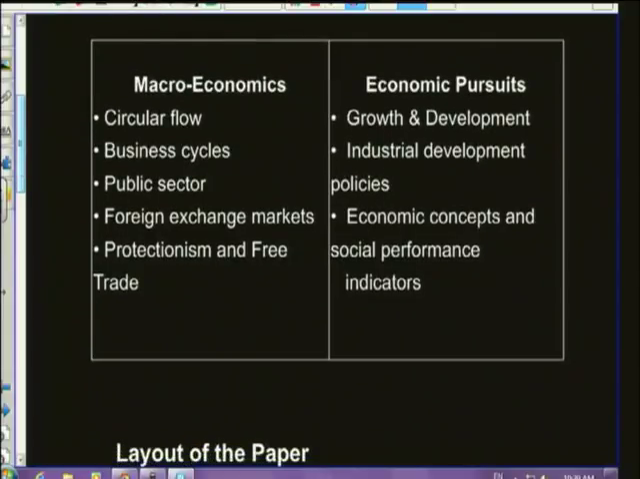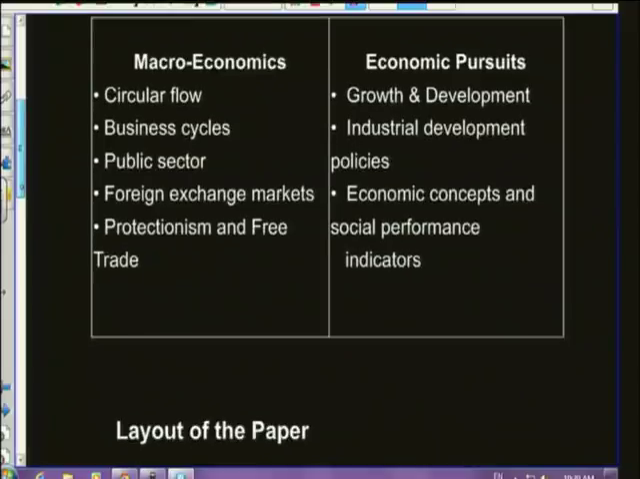Paper 1 covers the following topics: macroeconomics and economic pursuits, and I've written down a list of the topics that you can see under each one of these headings. Macroeconomics, we discuss circular flow, business cycles, the public sector, foreign exchange markets, protectionism and free trade. And under economic pursuits, we cover growth and development, industrial development policies, economic concepts and social performance indicators.